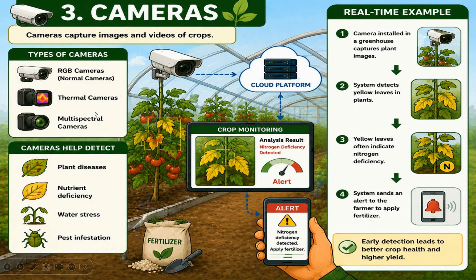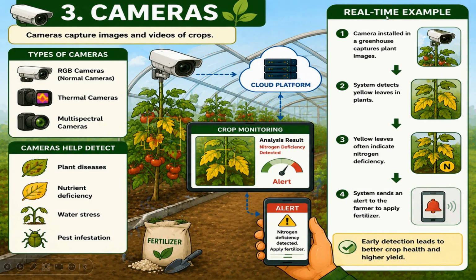These cameras will collect the visual information about the crop conditions, and then send it to a cloud platform for analysis. Now, cameras can help detect many crop problems such as plant disease, nutrient deficiency, water stress, and pest infestation. And early detection allows farmers to take action before the problem becomes serious.